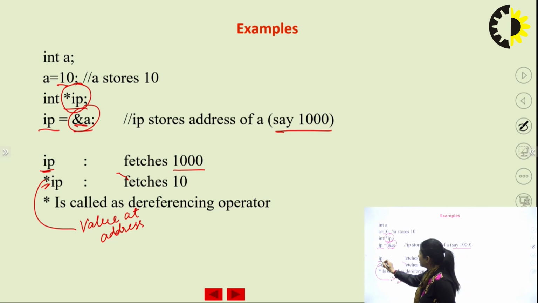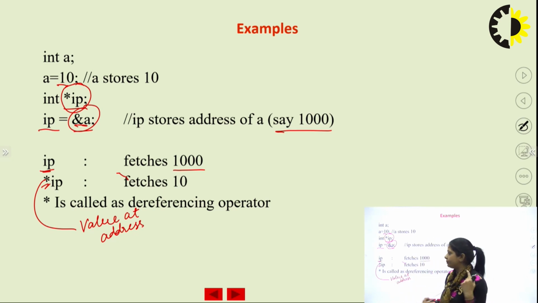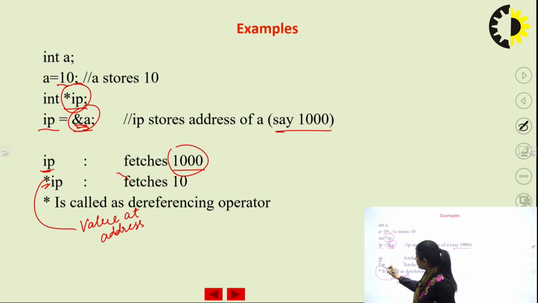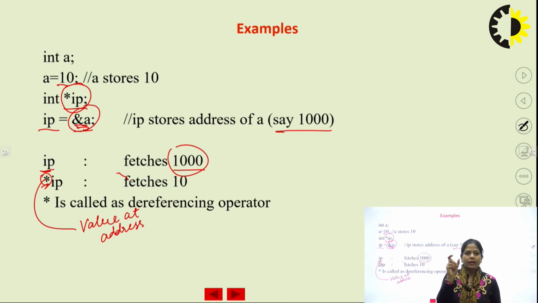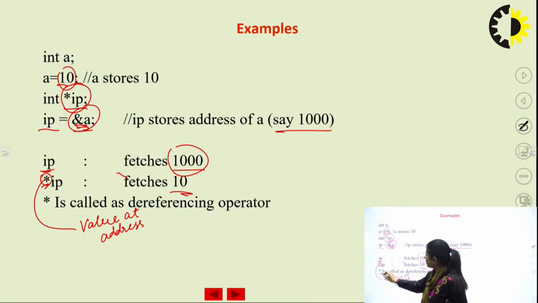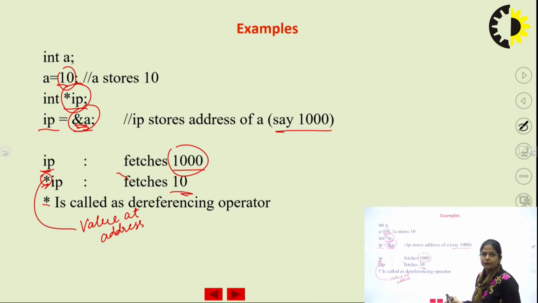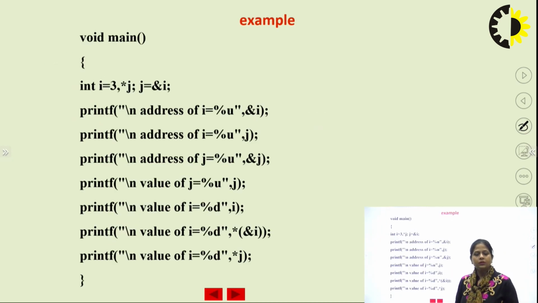I repeat, what will IP return? IP will return the address of A. For example, 1000. If I say *IP, what does pointer IP mean? This asterisk sign says value at address. So, value at address of A. What is the value at address of A? It is 10. So, it will fetch 10. This asterisk is called the dereferencing operator. Now, we will take an example and then try to understand.